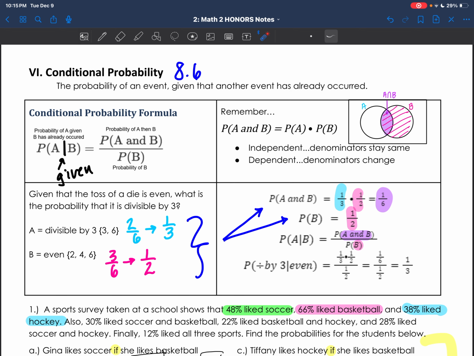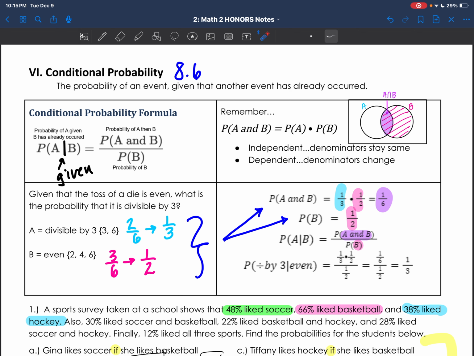So when we look at this, think about the probability of A and B: you're going to multiply those together because you're using and. So when you're using the and, you're going to use multiply. And I just drew a little Venn diagram here so we can see, especially once we get into this part. Remember, for independent events the denominators stay the same. If it's dependent, your denominators are going to change depending on what's happening.